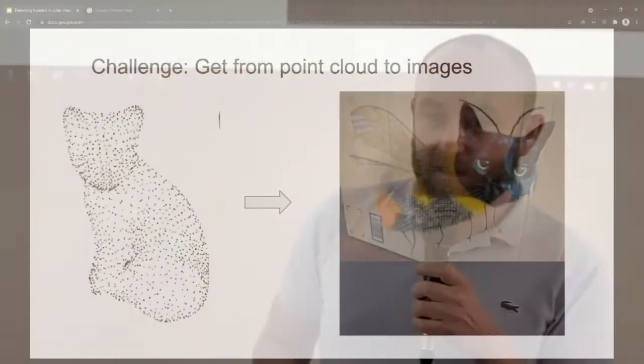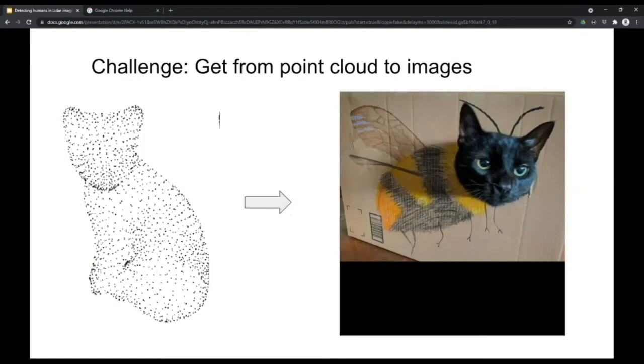And the challenge was, of course, to get from the point cloud, so from the image on the left, where you notice that it is a cat, right, to something like the image on the right, where it looks like a cat even more, like an image.